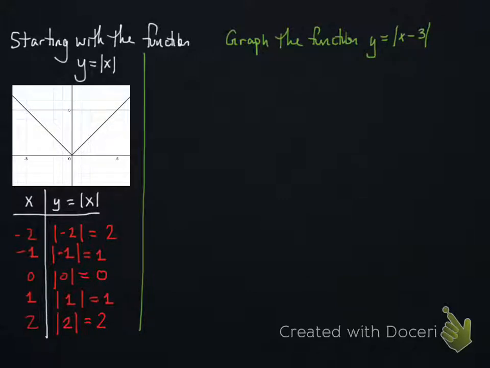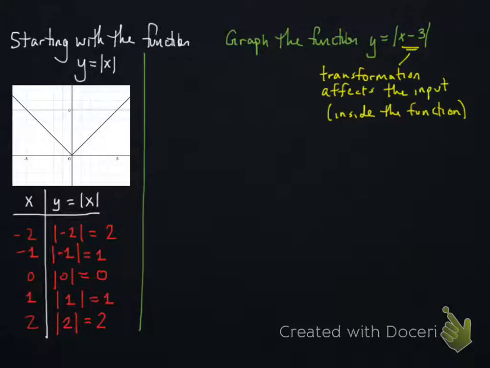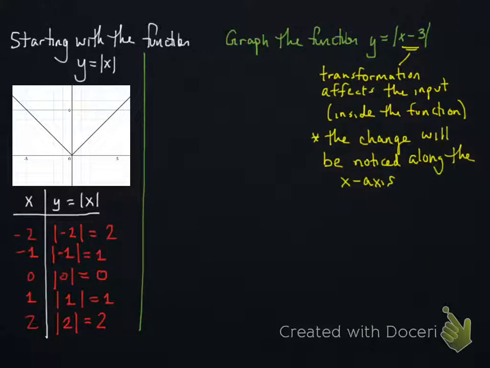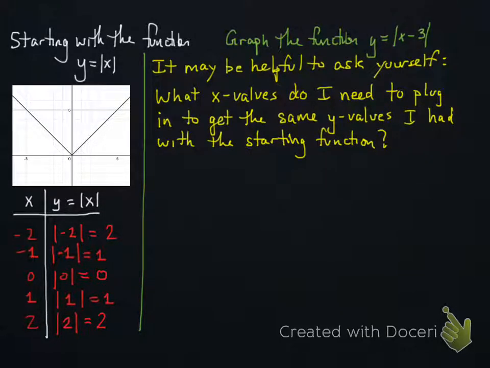Next, we will attempt to graph the function y equals absolute value of x minus 3. Again, we have the original function on the left. And in this case, the change to the function, which we're going to call a transformation, affects the input because it occurs inside the absolute value function. And a change to the input will be noticed along the x-axis. Now this transformation is more tricky than the last one, so it may be helpful to ask yourself, what x values do I need to plug in to get the same y values I had with the starting function?